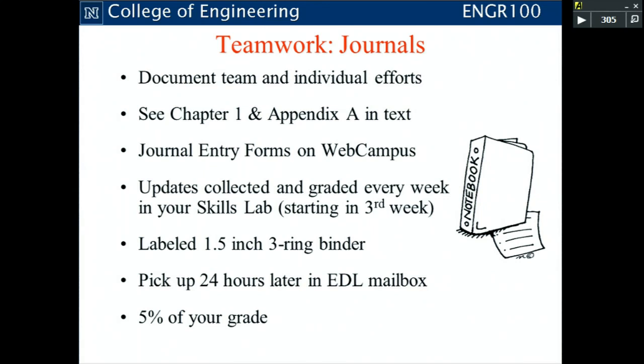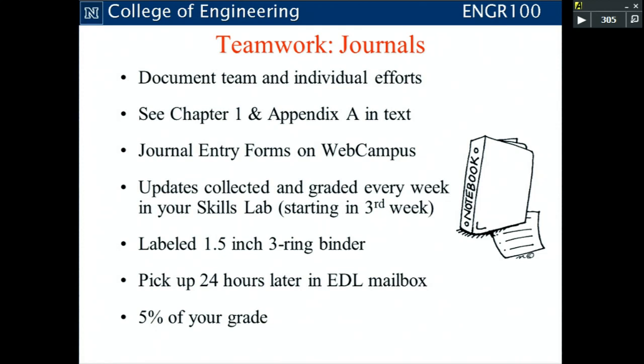If you're the type who just writes things on individual scraps of paper, if you can transcribe those into a journal, that's even better. Nowadays, there's lots of good electronic journal software, electronic note-taking software that people use. That's up to you, but for this class, we want 3-ring binders, 1.5 inch. Don't get those 6-inch thick binders. They won't fit in your mailbox when we hand them back to you.